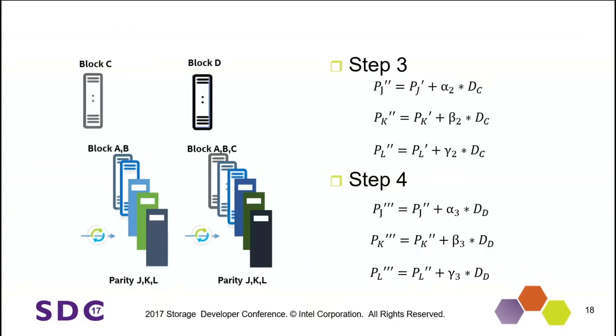When block C and block D are coming, the operations are the same as with block B. So the erasure code becomes 3 plus 3 here, and in the end the erasure code will become 4 plus 3. In this method, every block is encoded in a timely manner.